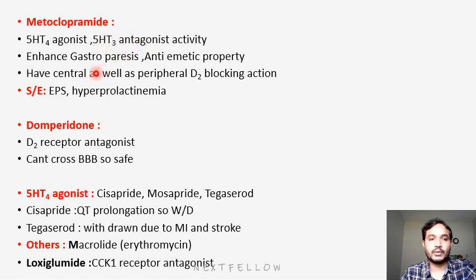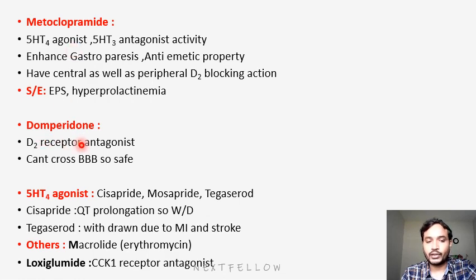The main thing is that these drugs cross the blood-brain barrier, so they have central as well as peripheral D2, that is dopamine blocking action. Due to this central and peripheral dopamine blocking action, they have serious side effects, that is EPS, extrapyramidal symptoms, and hyperprolactinemia, because dopamine blocking leads to more prolactin. Due to this EPS and hyperprolactinemia, we will not use metoclopramide.